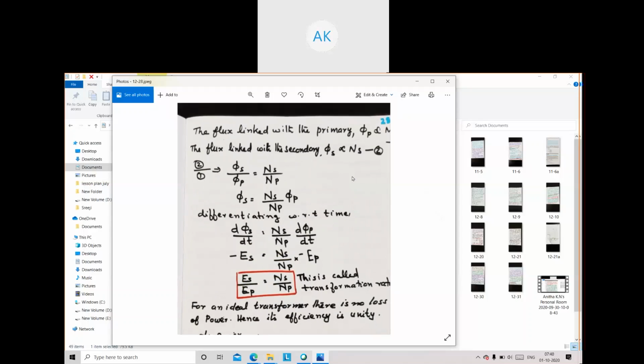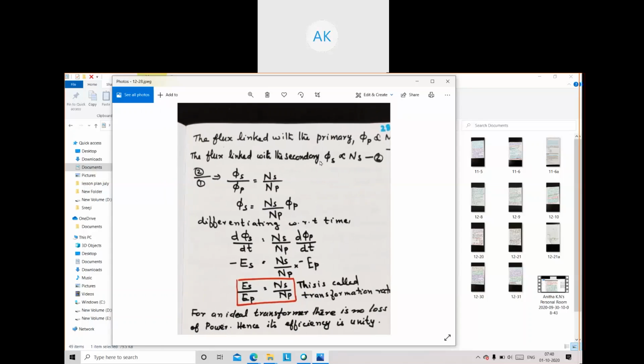You can see the equations used for that. The flux linked with the primary, phi p, is directly proportional to Np. The flux linked with the secondary, phi s, is directly proportional to Ns. Phi s by phi p equals Ns by Np, and phi s equals Ns by Np into phi p.